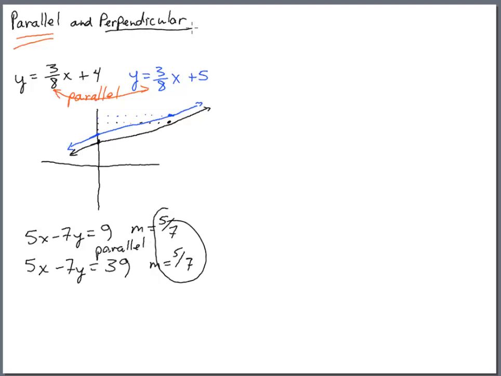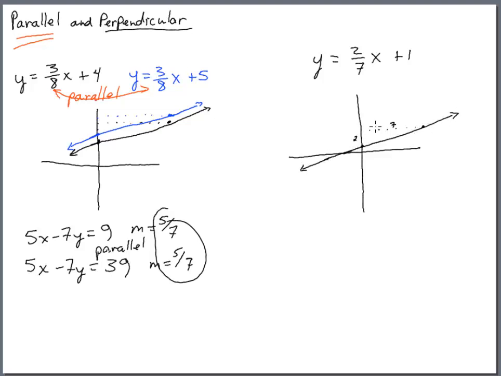Now let's look at the other one, perpendicular. Let's take a line y equals 2/7x plus 1. If we put it on the graph here, we're at (0, 1), and then we go over 7 and up 2, to this point right here. Okay, it's about as good as I can do. So there's the slope of 2/7.